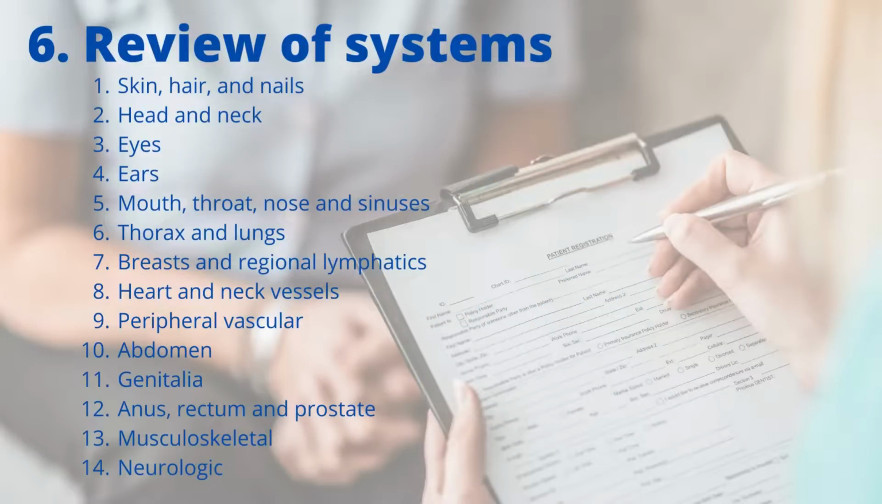Okay, so what is included in the review of systems? Basically everything about our client's body or physique. So we have the skin, hair, nails, head and neck, eyes, ears, mouth, throat, nose and sinuses, the thorax and lungs, the breast and regional lymphatics, heart and neck vessels, peripheral vascular, the abdomen, the genitalia, anus, rectum and prostate, musculoskeletal, and the neurologic system.